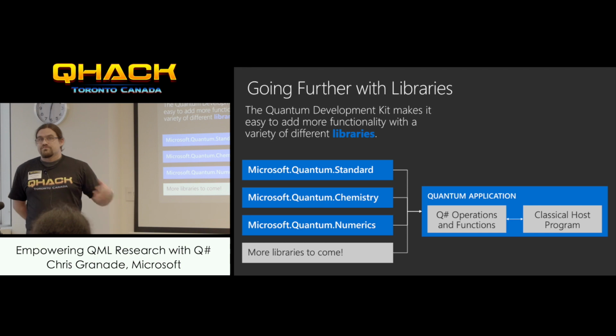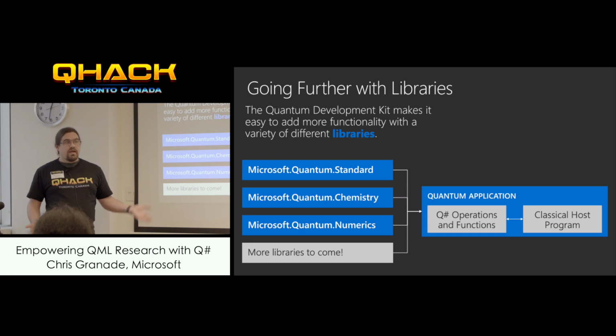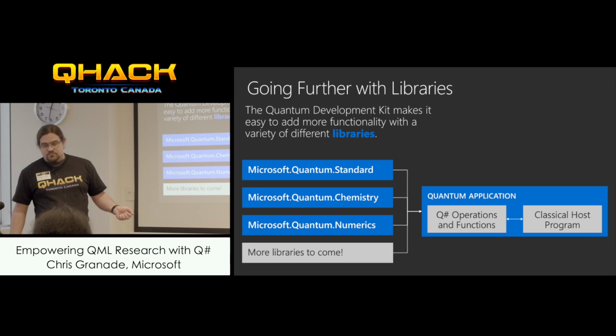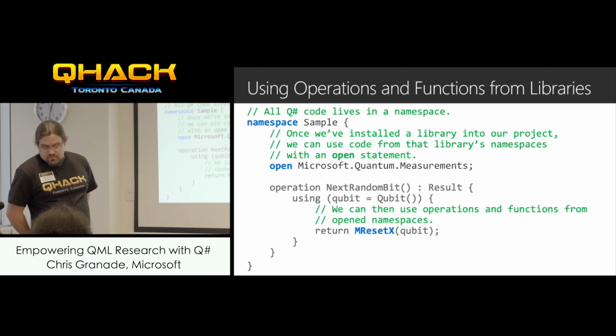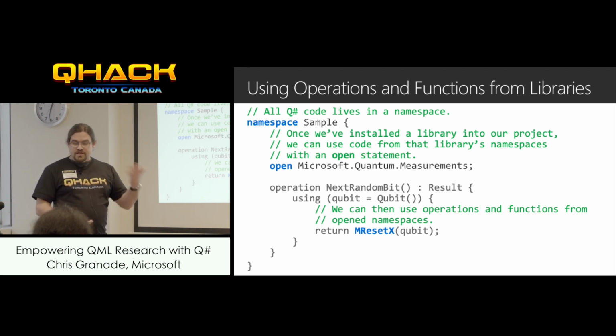And going further, we've provided a lot of these kinds of modules, a lot of these operations and functions that you can call, both in the standard library that gets used whenever you're writing a quantum program, and the more specific ones to different domains like chemistry and numerics. And these can all be brought into your Q# applications to add to what you have available there. When we do so, we use an open statement. That works a lot like an import statement in Python, or a using statement in C++ or C#. And then I can just go on and use the different things provided by that library.